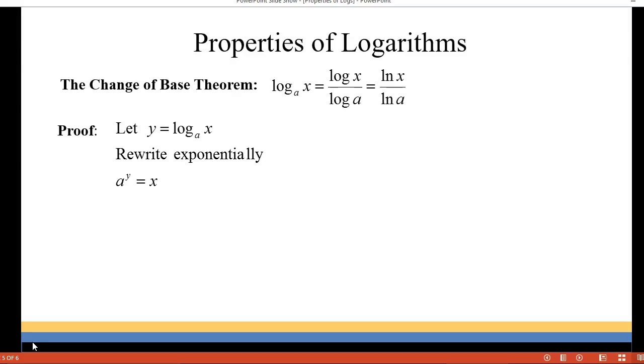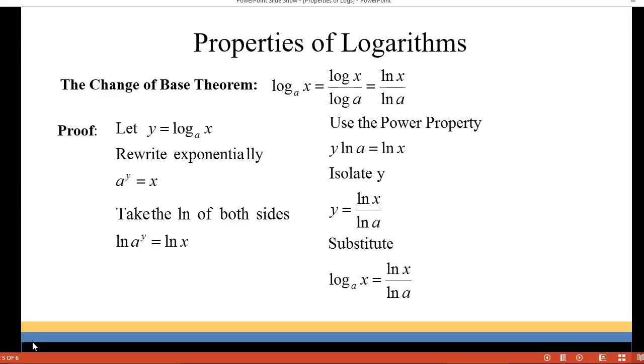So let's prove this one. We're going to let y equal log base a of x and rewrite exponentially. So we have a to the y equals x. Then I took the natural log of both sides, so I have the natural log of a to the y equals the natural log of x. Then using the power property, I brought the exponent in front, so I have y times log base e of a. Then to isolate y, I'm going to divide both sides by log base e of a.